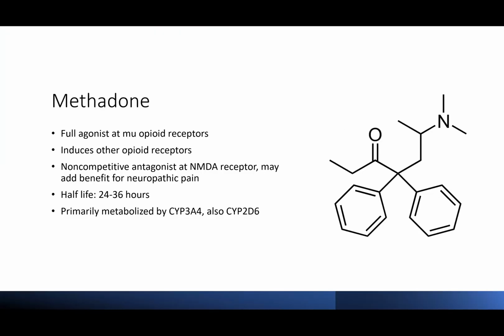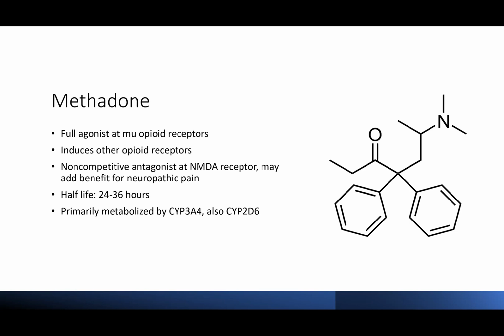So to kind of start, a little overview of methadone. It is a full agonist at mu opioid receptors, which is why it's used in opioid use disorder. It also acts on other opioid receptors. It also acts as a non-competitive antagonist at the NMDA receptor. So there's some thought that it might add some benefit for neuropathic pain.